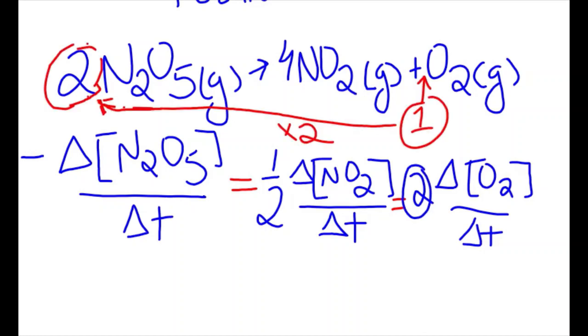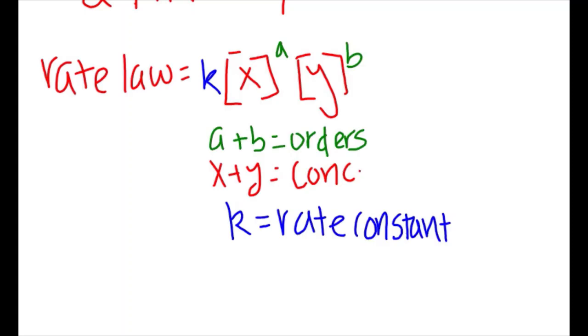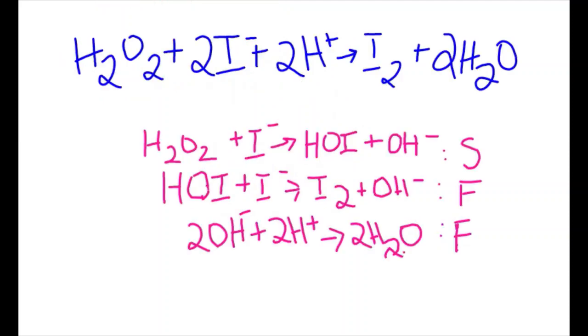The positive 2 this time comes from the assumed 1 coefficient before oxygen in our equation, and that multiplying by 2 gets us the coefficient in front of N2O5. Now that we are comfortable with rates of reactions, let's learn more about rate laws. A rate law is written in the form: rate equals the rate constant K times the concentration of each reactant to a certain order.